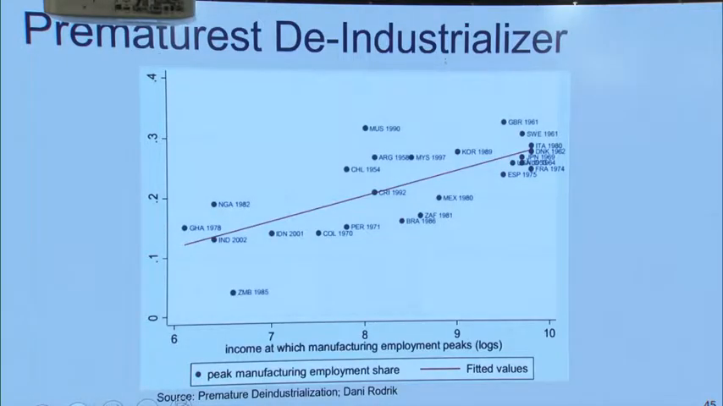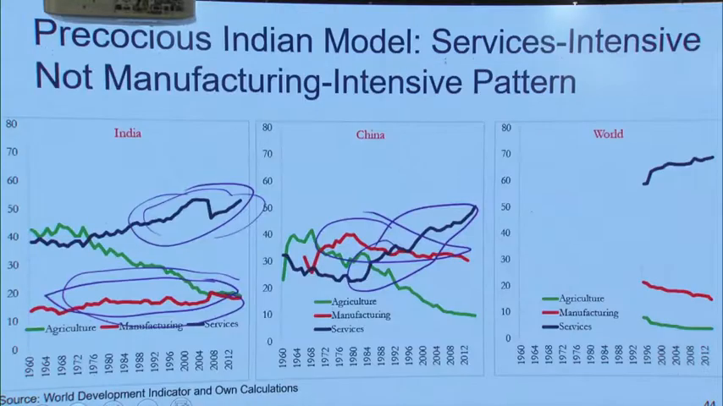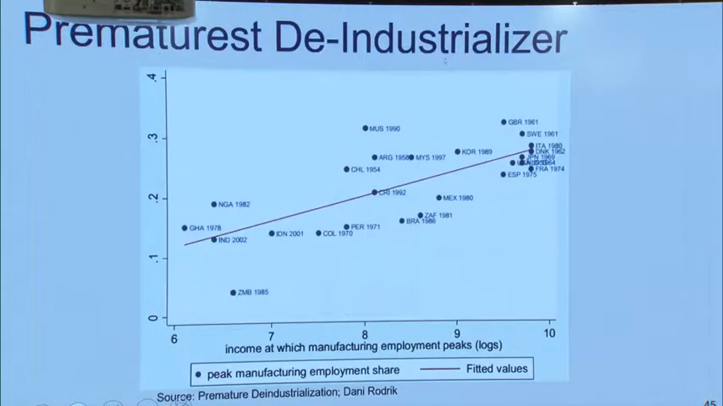The other example, again based on work that's been done, is that India's manufacturing peaked at very low levels of income. That's what you see here. You compare this with other countries, on the right-hand side, you see all the advanced economies. On the x-axis, you have income at which employment peaks, and on the y-axis, you have the share of manufacturing in total employment. Look at that Indian number. It's about 12 to 14%.